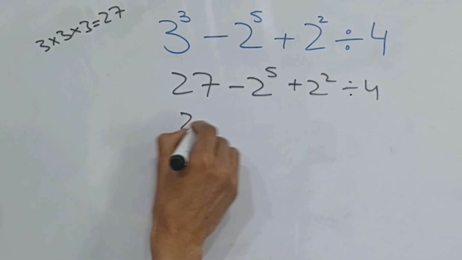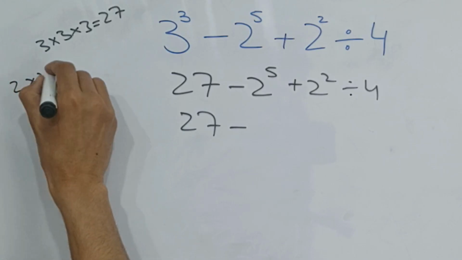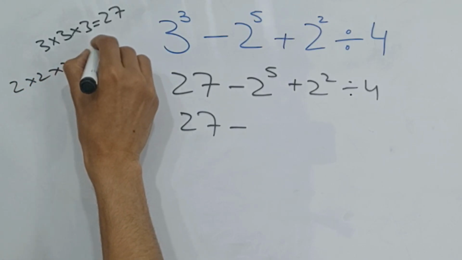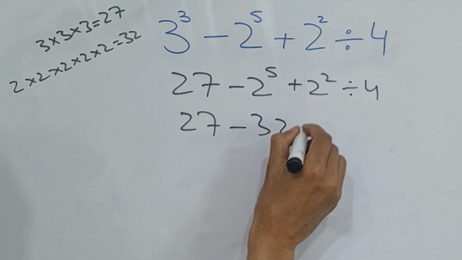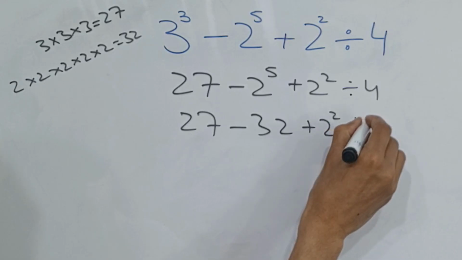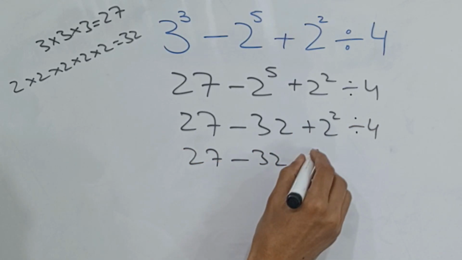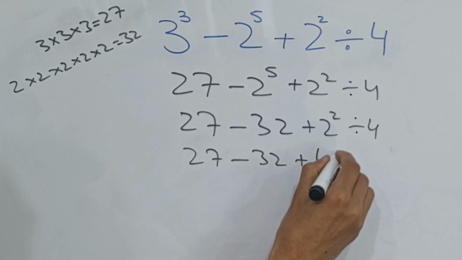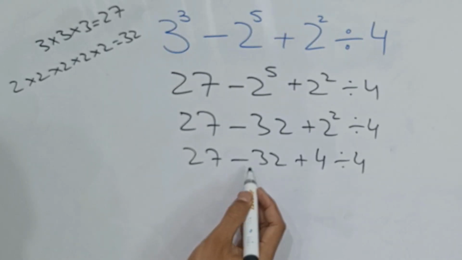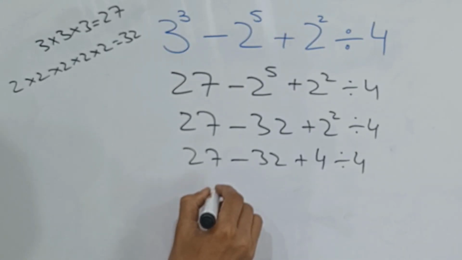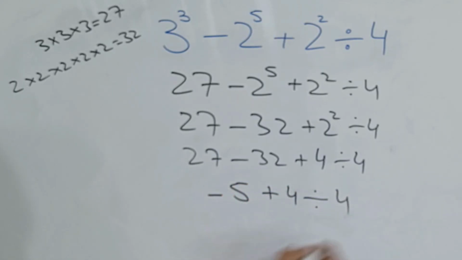Now 2 to the power of 5 equals 2 times 2 times 2 times 2 times 2 equals 32, right? So 27 minus 32 plus 2 squared, which means 4, right? Divided by 4. Now 27 minus 32 equals minus 5, right? Plus 4 divided by 4.